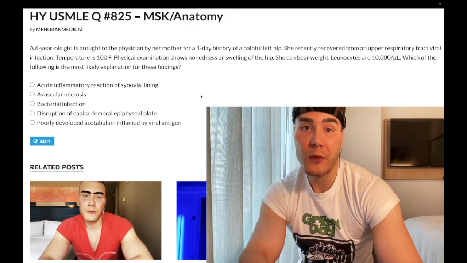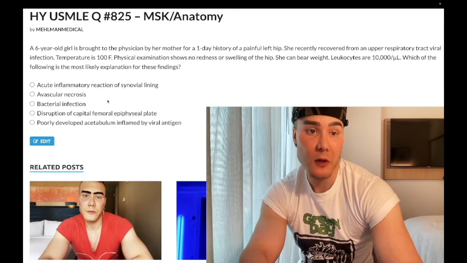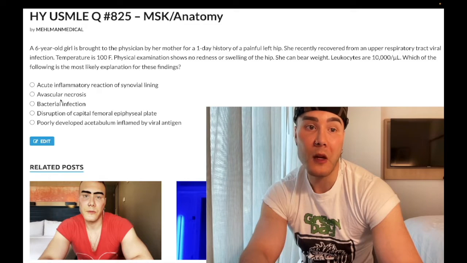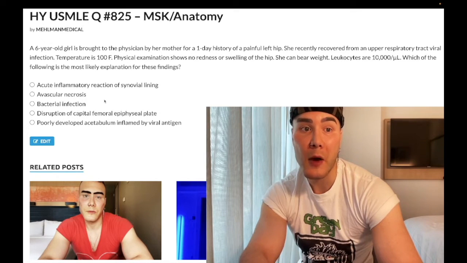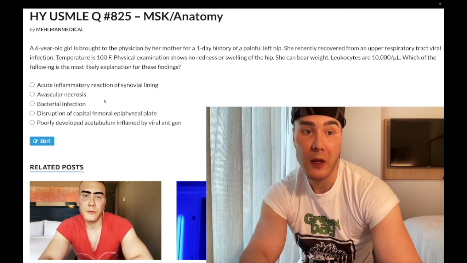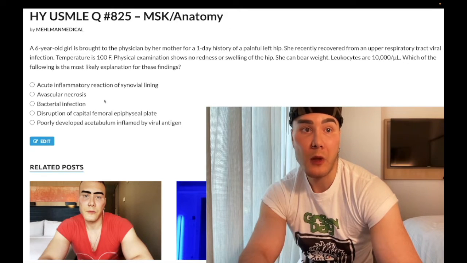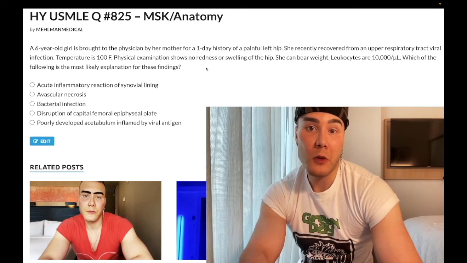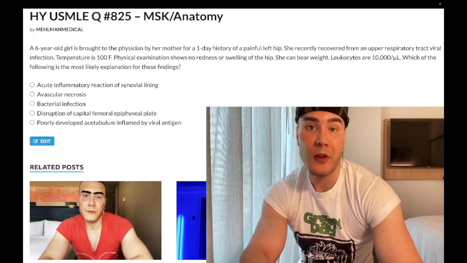So let's just quickly hop through the other answer choices here. Choice B, avascular necrosis, wrong answer. So when we think about pediatrics, we want to think about Legg-Calvé-Perthes, which is going to be idiopathic avascular necrosis of the femoral head. It's going to be a kid 5 to 8 who has hip pain, and they'll give you other clues, you'll be able to eliminate to get there, all right?